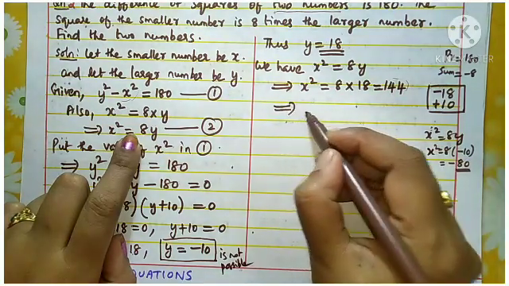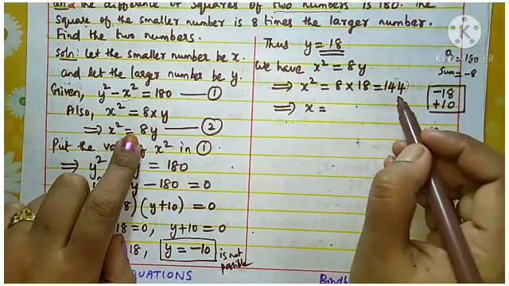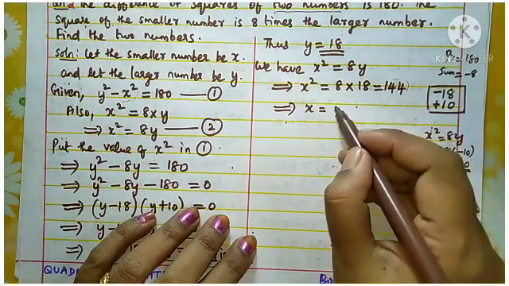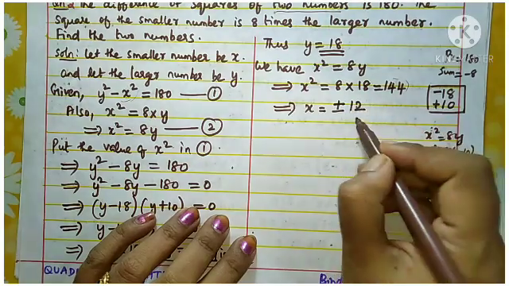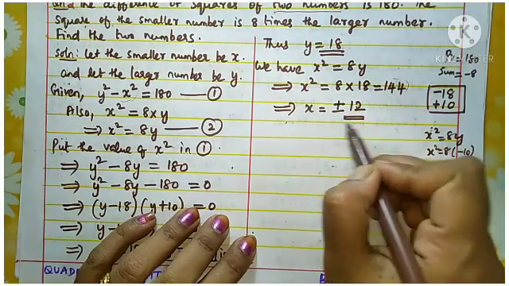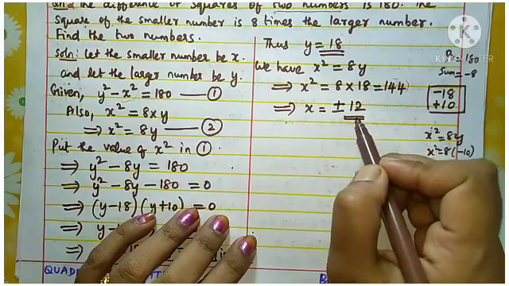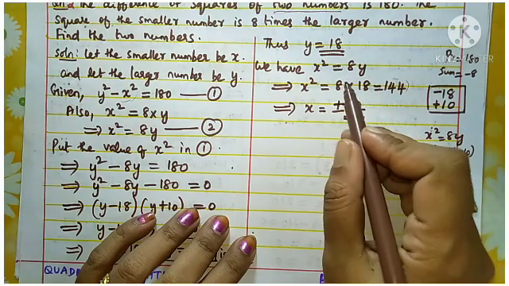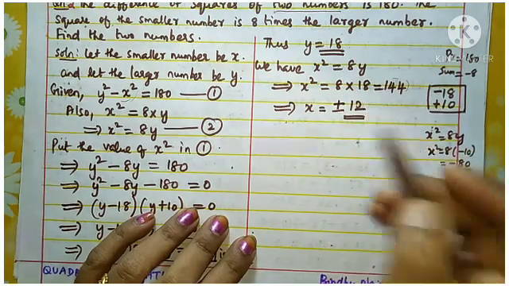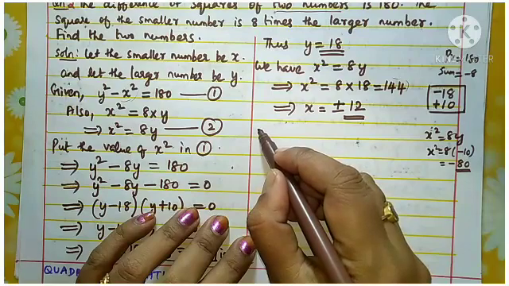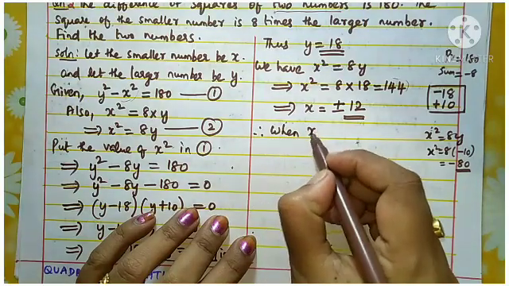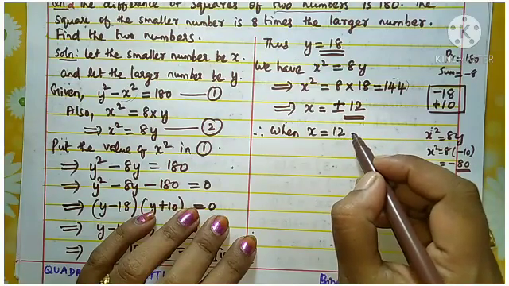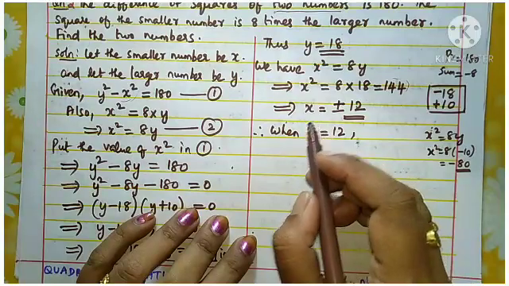So what is x, children? X is equal to, yes, what is the square root of 144? Yes, 12. 12 into 12. So you want to write plus or minus 12. Okay. So thus we got two values for x. Now we need to consider these two cases and find the corresponding value of y. So therefore when x is equal to, first we are taking the value x equal to 12. Can you say what is y?